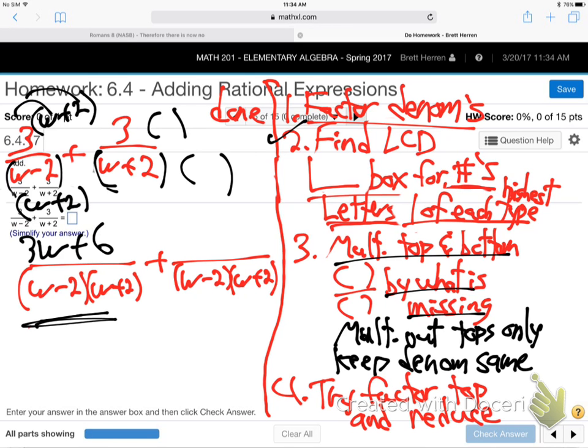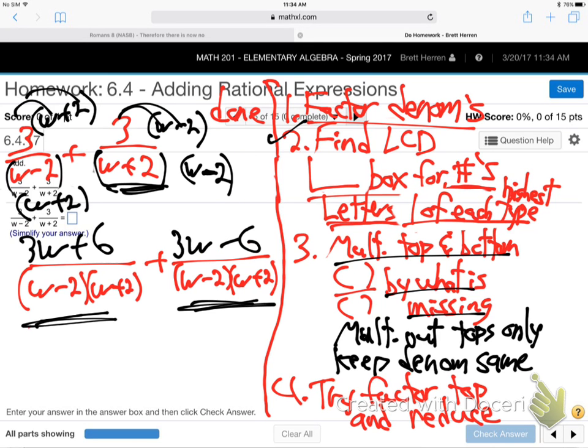Denominator is dead. What about the next one? What does this guy need to become the same as the common? He needs the W minus 2. He's got the plus, but he needs the minus. And whatever you do to the bottom, you have no choice but to do the same thing to the top, and then multiply the top. 3W minus 6. See how I said over here, multiply out the tops only, keep the denominator the same.